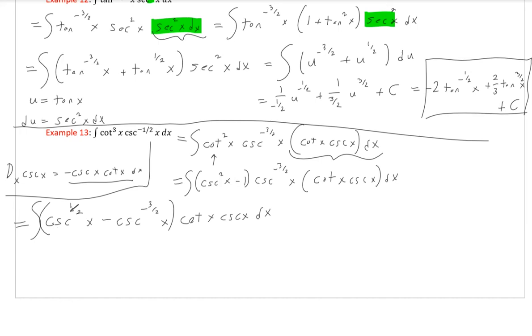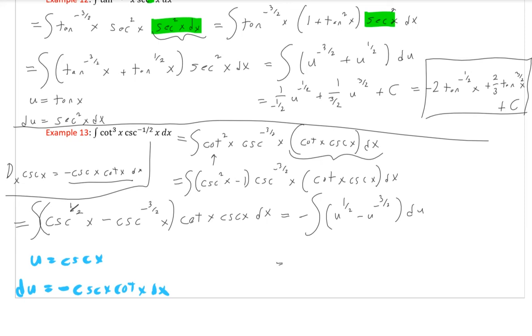And now we could do our u-du. I could set u to be, maybe I'll do it over here, I could set u to be cosecant of x and du to be negative cosecant x cotangent x dx. So that means all I need to do is introduce a negative in front of this integral. We get negative integral of u to the 1/2 minus u to the -3/2 du.